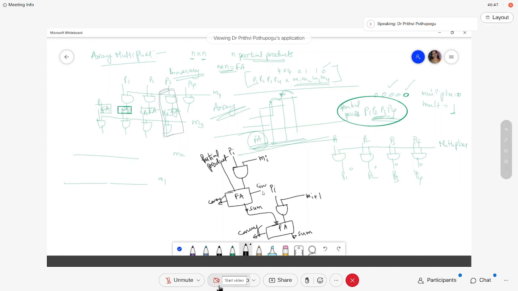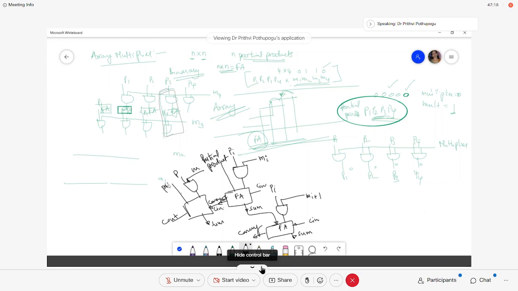Where does the C in come from? The C in will be the C out of the next, say, one more full adder if you have. This C out will be C in here, and this will be C out. This will be sum. And this is your partial product with the multiplier bit, the in-place bit, and the previous partial product.